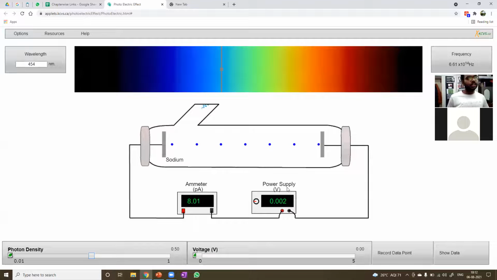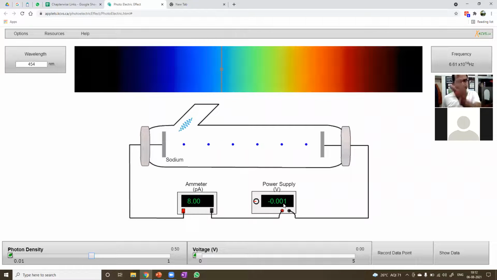Some are telling oppose, some are telling aid. This is connected to positive, so this plate is positive, this plate is negative, and the electric field is from left to right. But an electron is a negative charge. It will have a tendency to move in the direction opposite to the electric field, not in the direction of the electric field. So this power supply is opposing the flow of electrons.